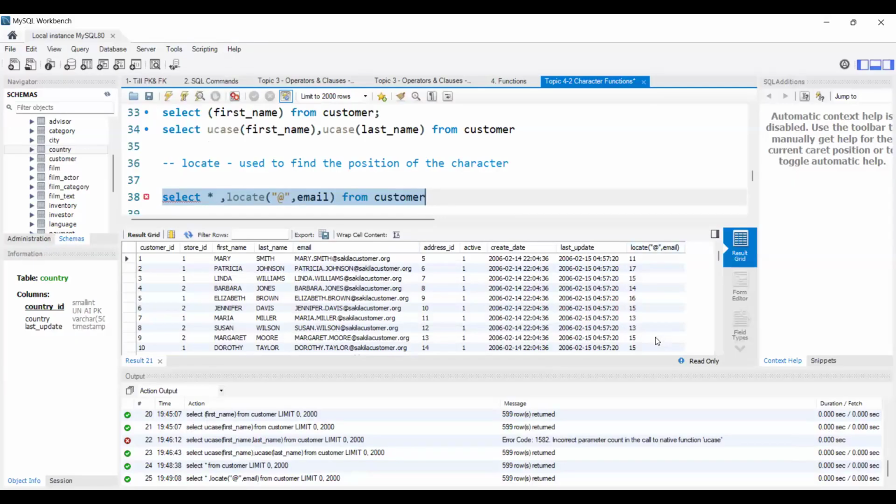Here what is happening is it will just locate where the at the rate is. It will count the position and display that. If you observe here, starting from Mary, after Mary we have a dot, Mary dot Smith. If you count, Mary dot Smith will be 10 characters and the position of at the rate is in the 11th position, right? Like that, it will display the positions.